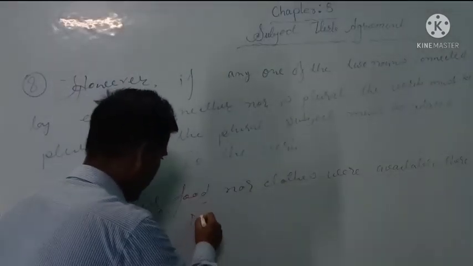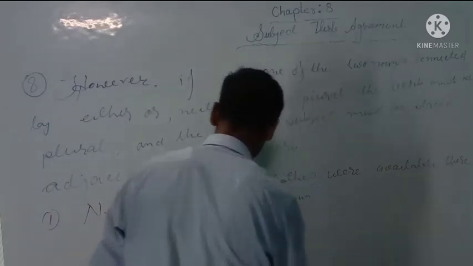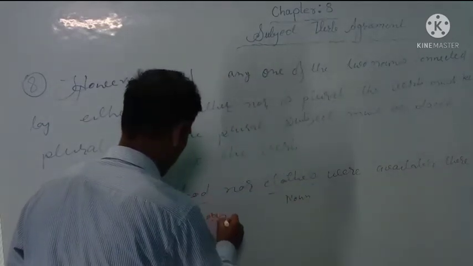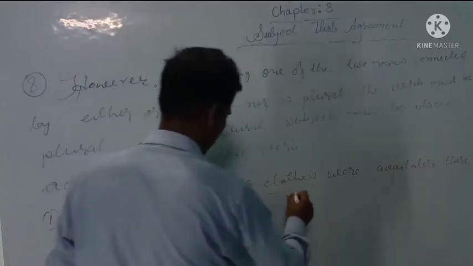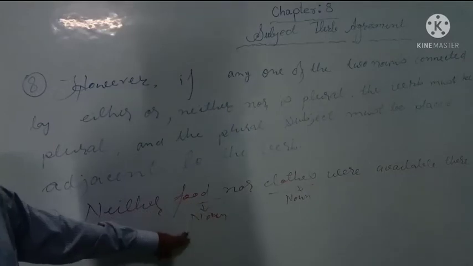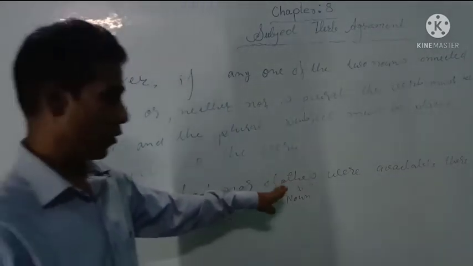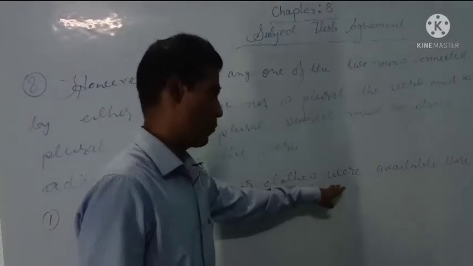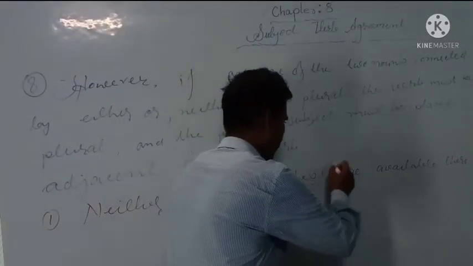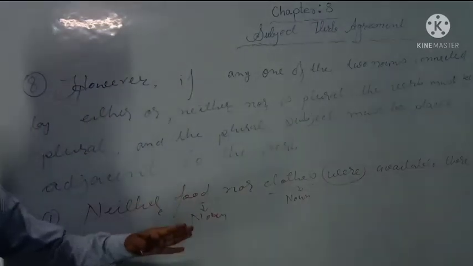Now see, in this very sentence you have got two nouns. First noun you've got food, and second noun you've got clothes. The first noun food is singular but the second noun clothes is plural, and since the second noun clothes is plural, the verb is also plural here. Neither food nor clothes were there.